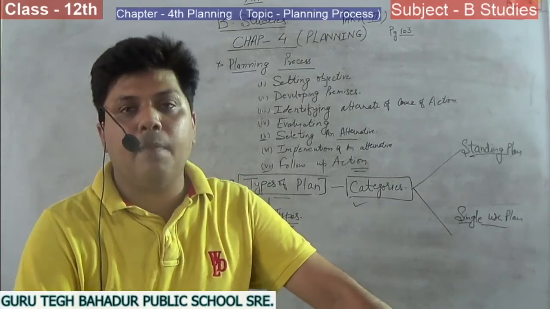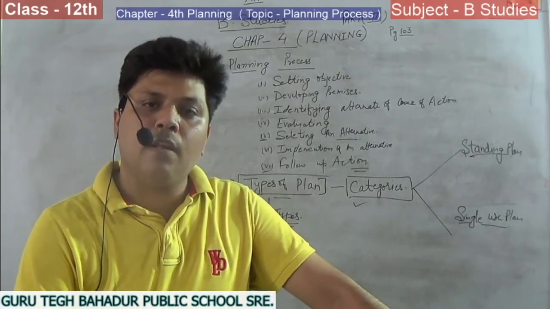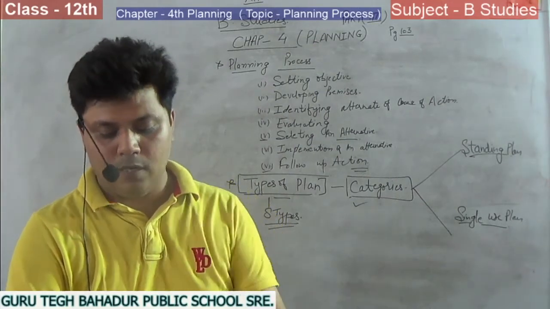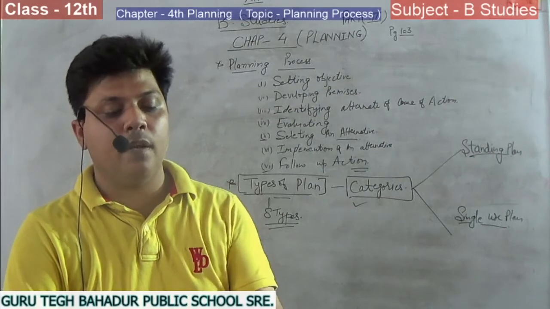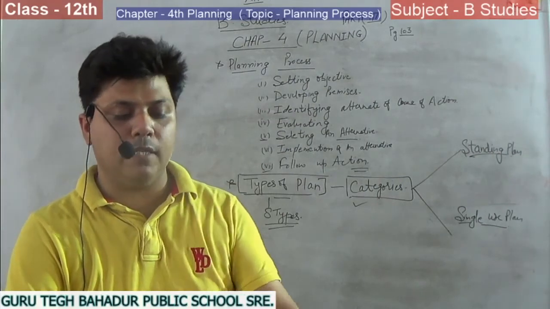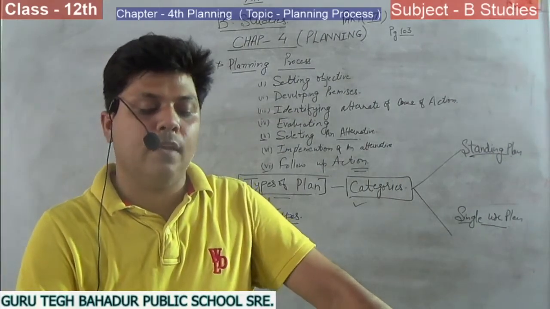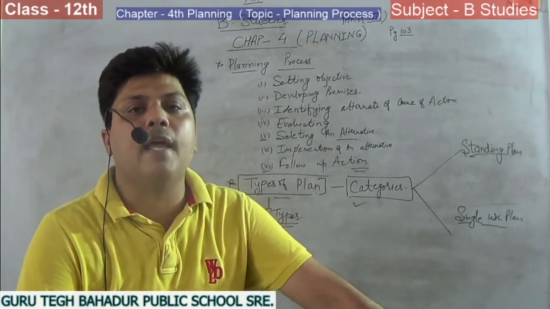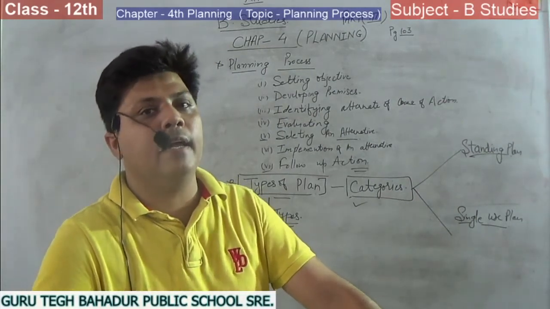Now standing plan, that is made once and the use of this plan is repeated, that is called a standing plan. For example, methods, procedures, rules and policies, these are called standing plans. These are the categories, and further the plan has been divided into their 8 types.